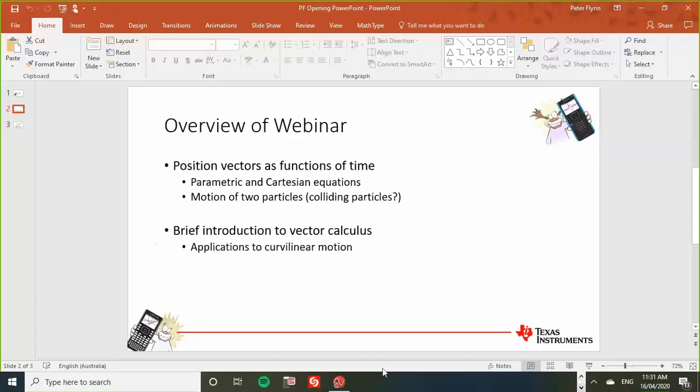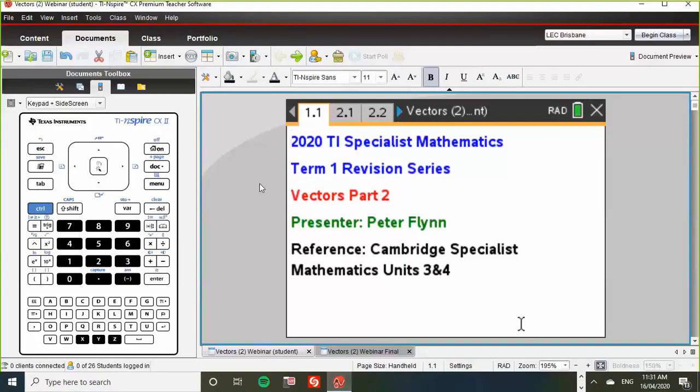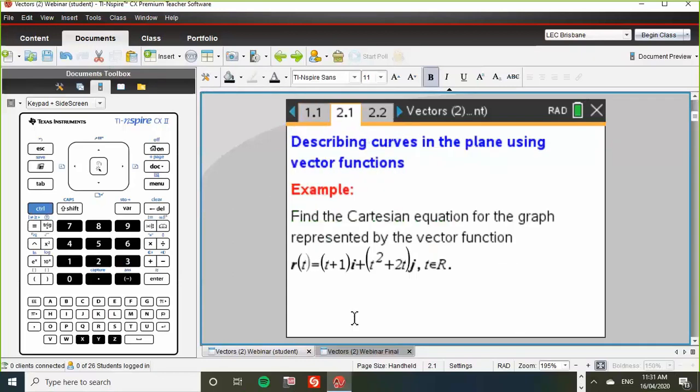So I'll just move now to my TI-Nspire file. I've used Cambridge Specialist Maths Unit 3 and 4 as an occasional reference in this session. Okay. First thing we want to look at is the way in which we describe curves in the plane using vector functions. And so our prompting example is to find a Cartesian equation.